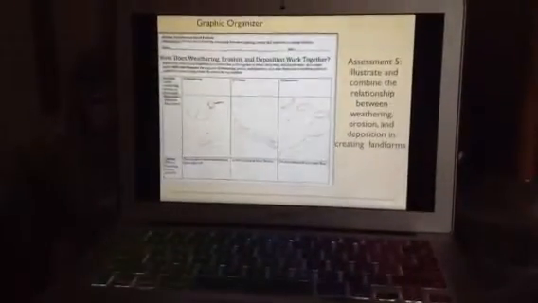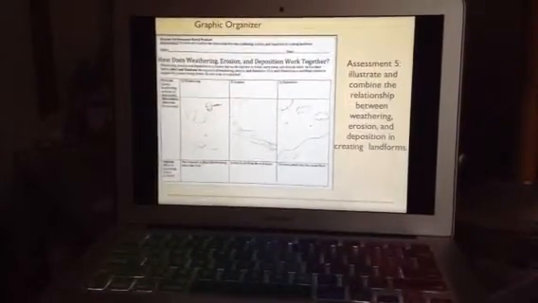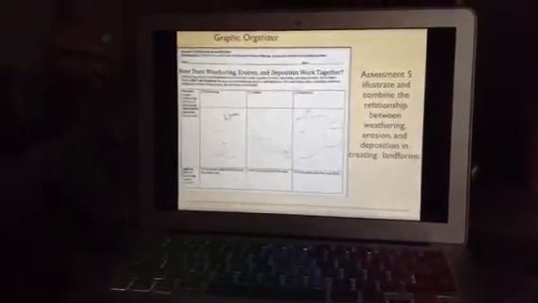And then for objective 5, they're going to illustrate and combine the relationship between weathering, erosion, and deposition in creating landforms. So this is pretty much putting the pieces together from weathering, erosion, and deposition that they've been learning to make connections. Yeah, this is going to be the synthesis part.